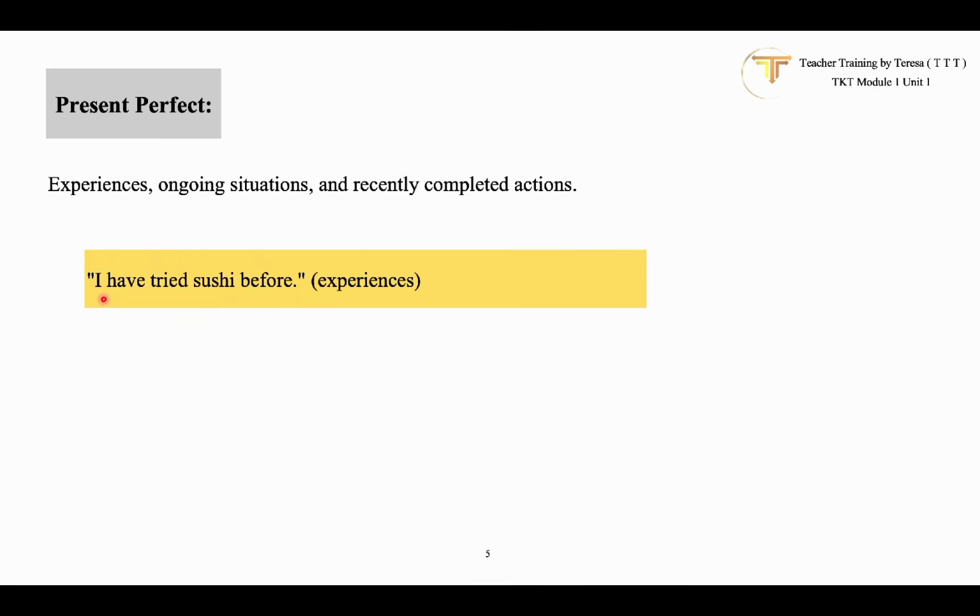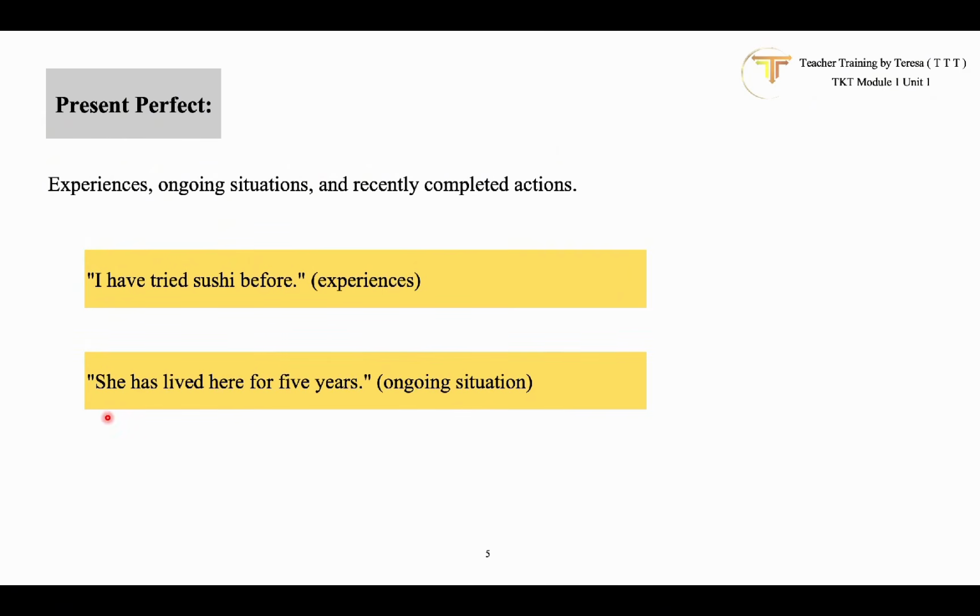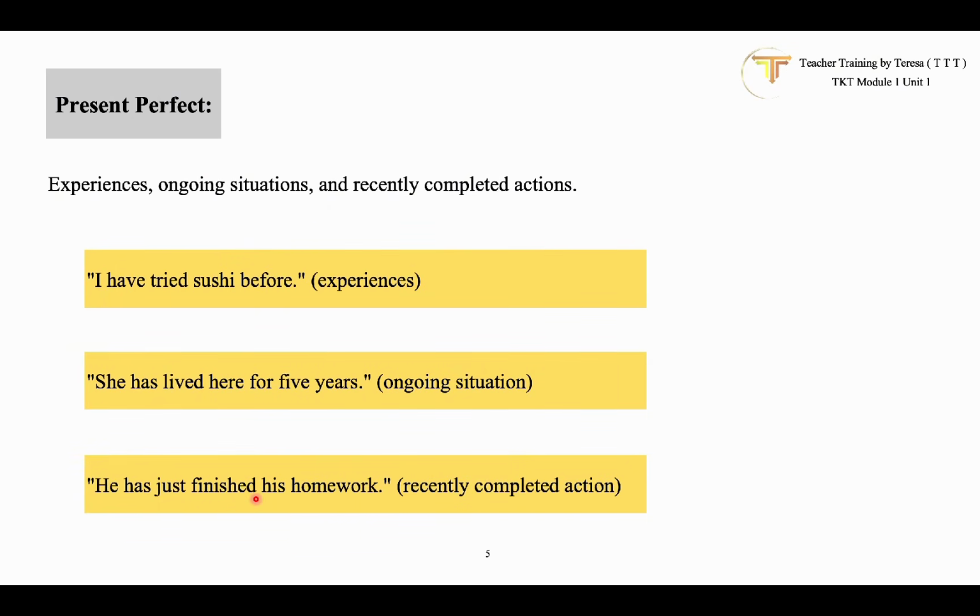Present perfect describes experiences, ongoing situations, and recently completed actions. Examples. I have tried sushi before. Experiences. She has lived here for 5 years. Ongoing situation. He has just finished his homework. Recently completed action.